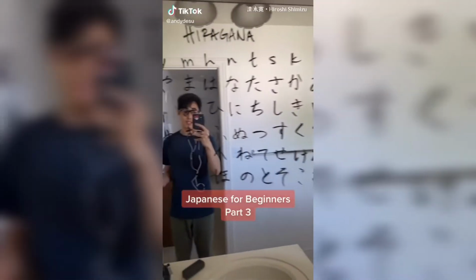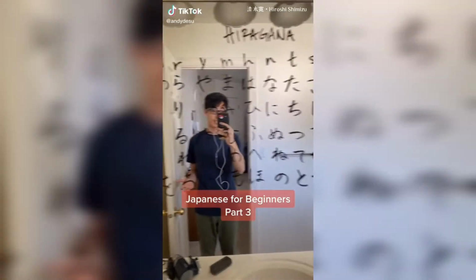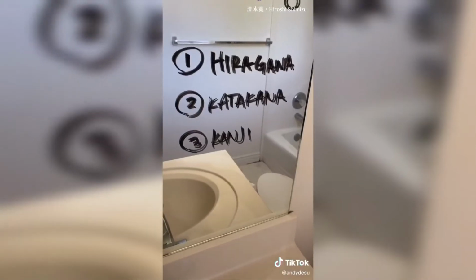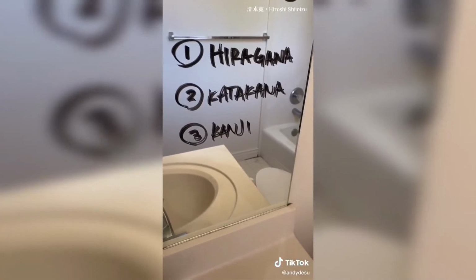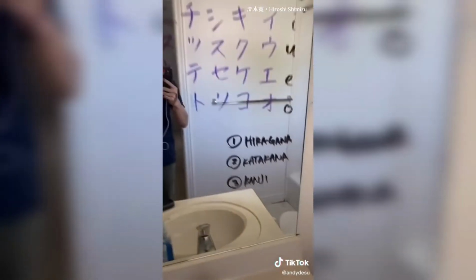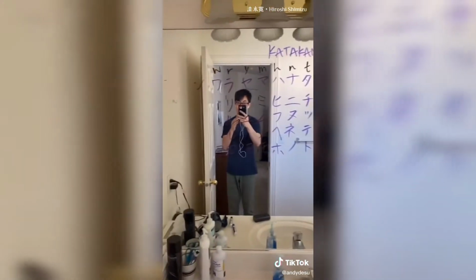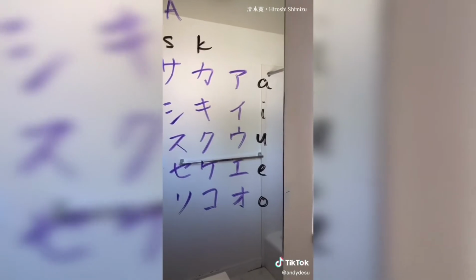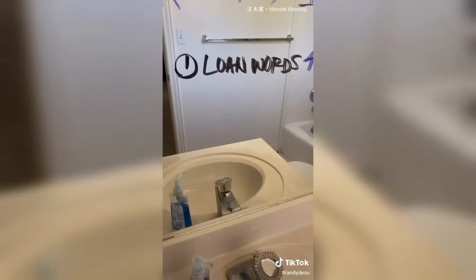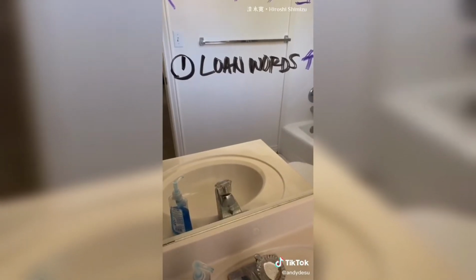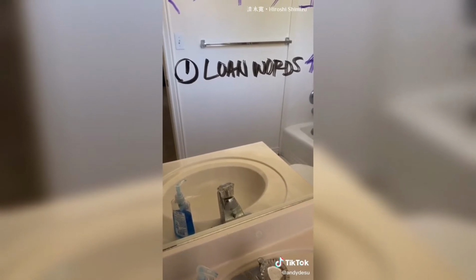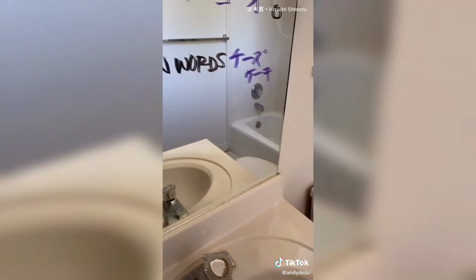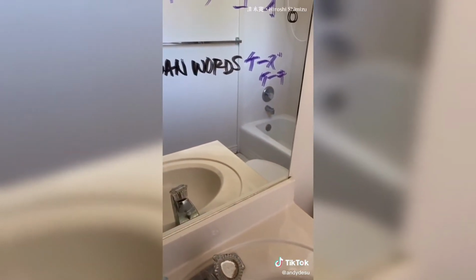In the last lesson, we covered the 46 characters in the hiragana alphabet. But Japanese actually has 3 different alphabets, and in this video, we're going to cover the second one, katakana. Katakana follows the exact same sounds and patterns as hiragana, they're just different characters. We mostly use katakana for loan words, which are words that originate from other languages. For example, cheesecake means cheesecake.